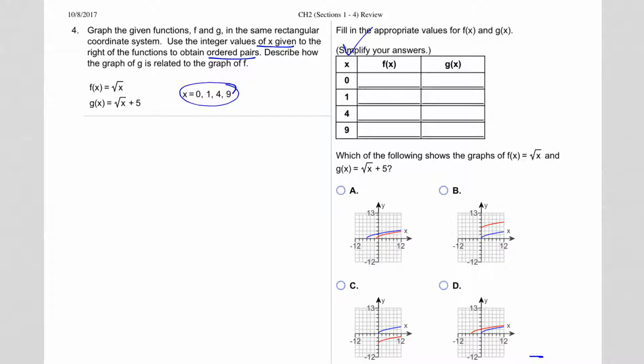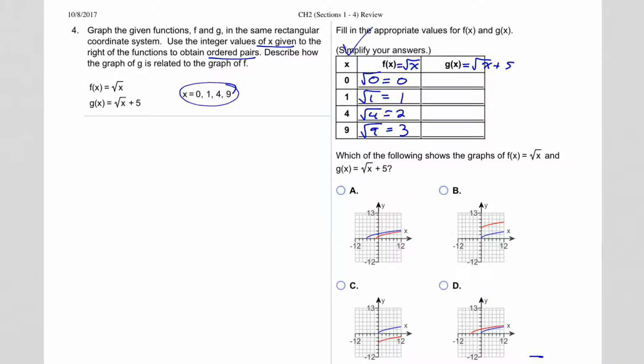So f of x is the square root function, right? And g of x is the square root of x plus 5. So we're going to do the square root of 0, which is 0. The square root of 1, which is 1. The square root of 4, which is 2. The square root of 9, which is 3.